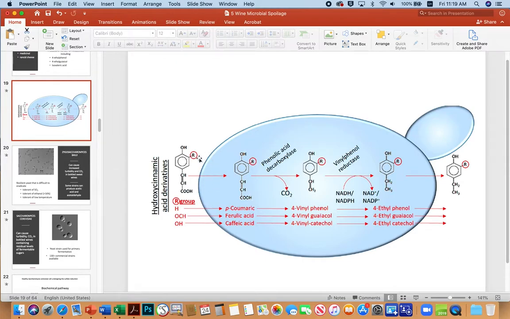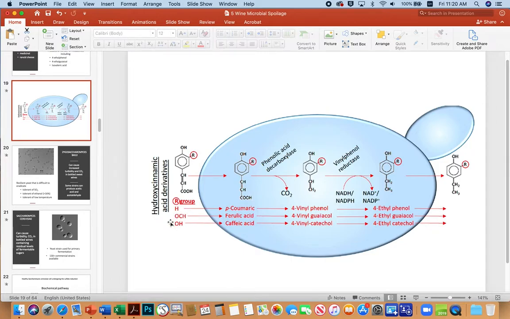So if the R group is an H, then we have paracoumaric acid. The microbe will produce phenolic acid decarboxylase, which pulls a carbon dioxide group off of the paracoumaric acid to produce vinyl phenol. The microbes then produce a vinyl phenol reductase, and in this particular case can ultimately reduce the vinyl phenol to 4-ethyl phenol, and then the 4-ethyl phenol can be belched out into the medium. And the same can be said for these other molecules as well.